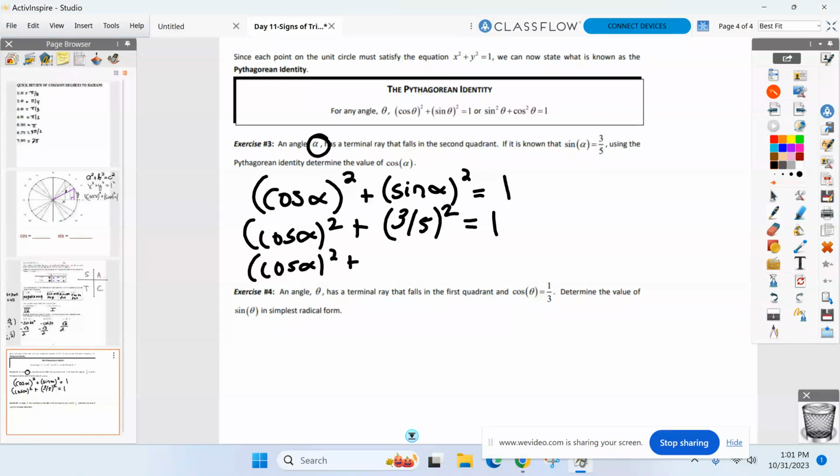3/5 squared. You can do that on the calculator. That should give you a nice little fraction, 9/25. Everyone, make sure you get 9/25, because I'm not helping you tomorrow on the quick quiz when I give you this. Make sure you can get 9/25 equal to 1.